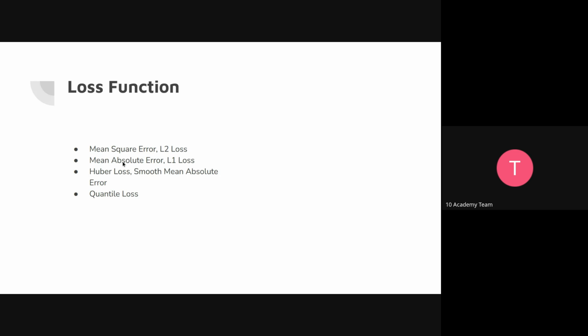And also, it's harder to use because specifically when you're using neural networks, mean absolute error is not as easy to converge as the mean square error. Basically, it takes longer, or you might not reach the best model.